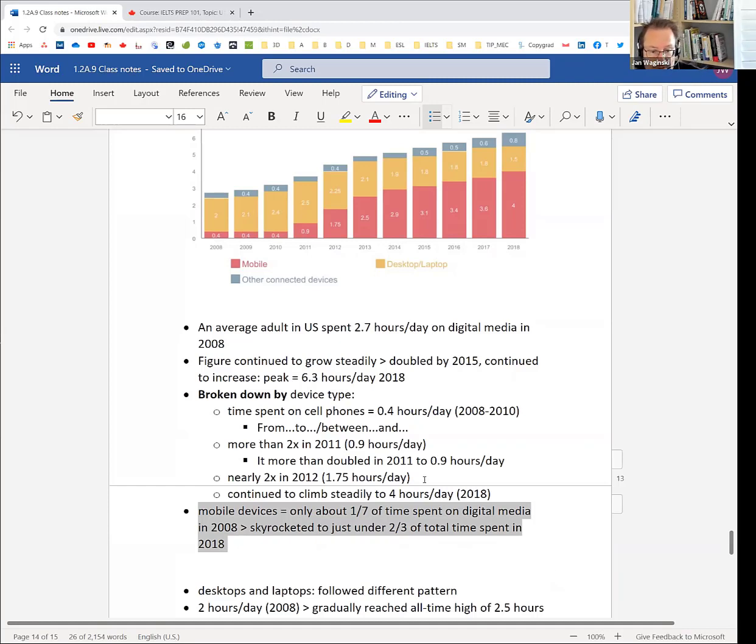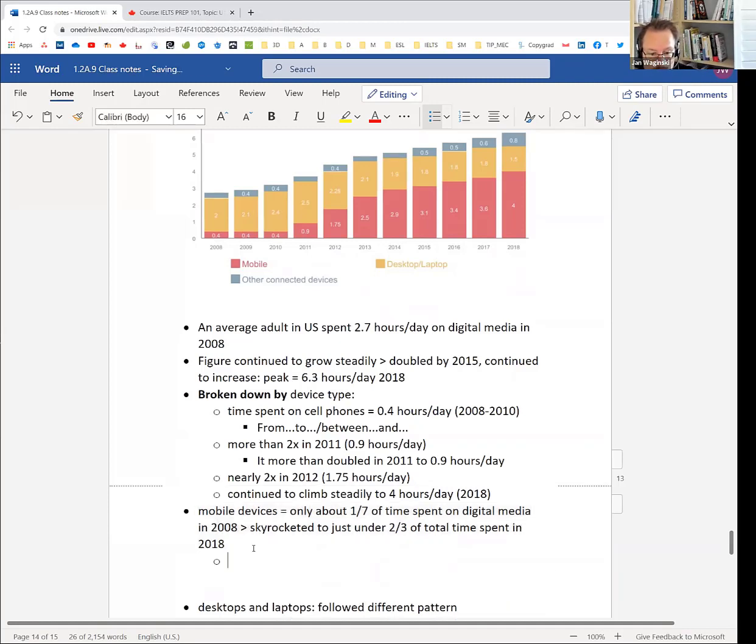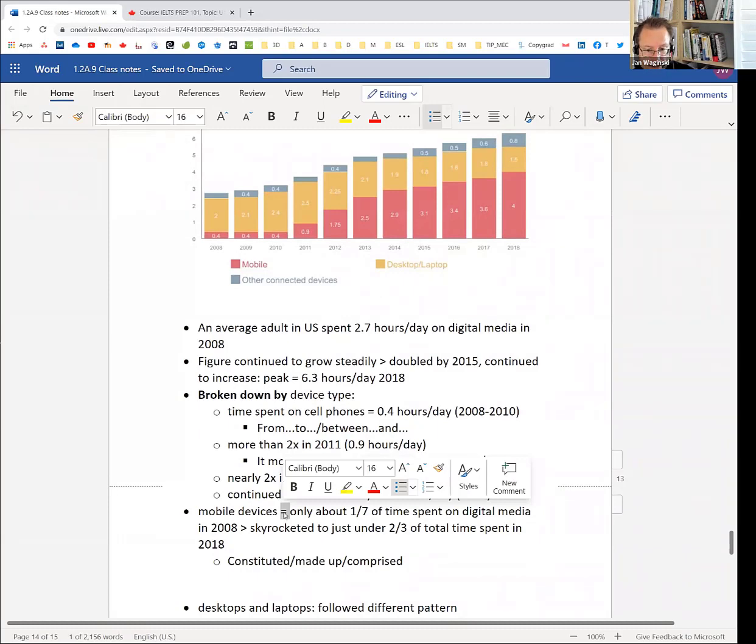Remember, we want to use these words. Constituted, made up, or comprised. You have to be fully comfortable with these three phrases. Okay, so where it says equals, you can use any one of those.